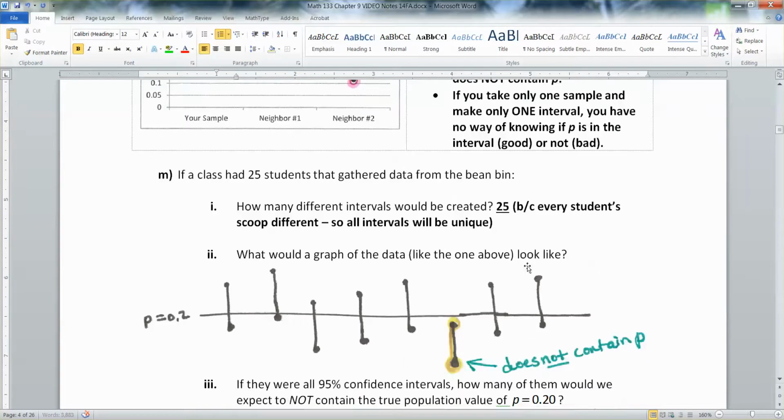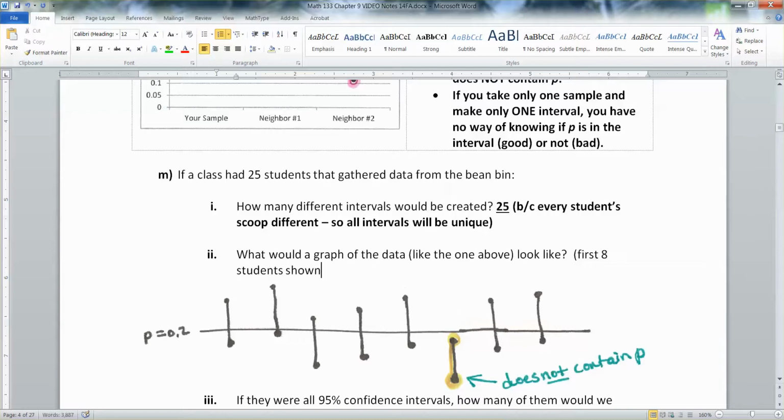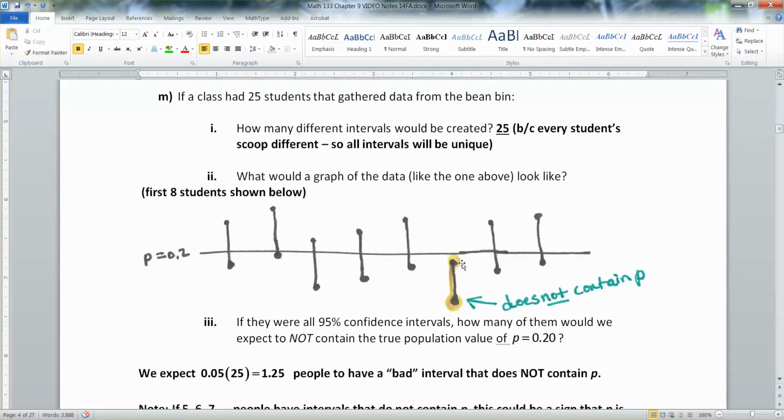All right, what would that look like? I obviously didn't draw all 25 of them in here. I just drew some of them. So this is 1, 2, 3, 4, 5, 6, 7, 8. This is the first 8 students shown below, right? There we go. Okay, so there's the true proportion, p equals 0.2. It's technically supposed to be a horizontal line, but I hand drew this in class. And then you have your intervals built, right? And most people have the true proportion, but one person or a couple people will not contain the true value of p. Now, how often would we expect this to happen?